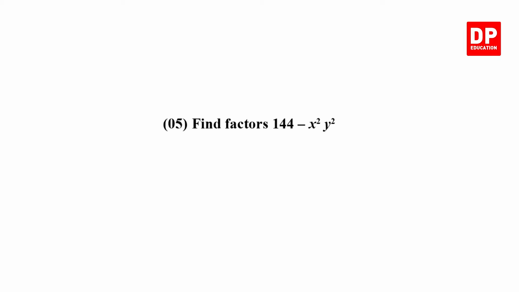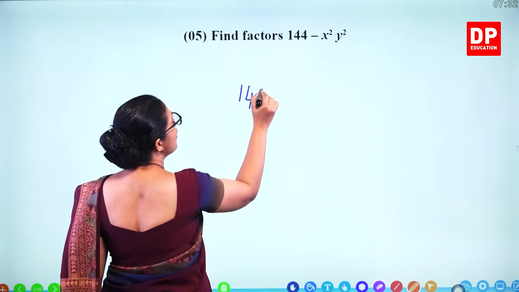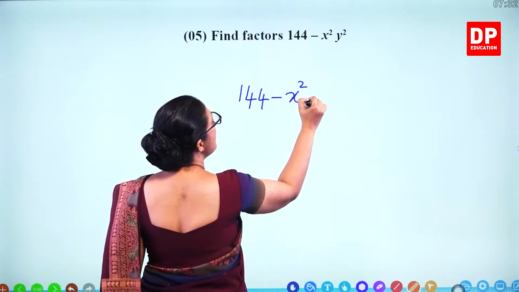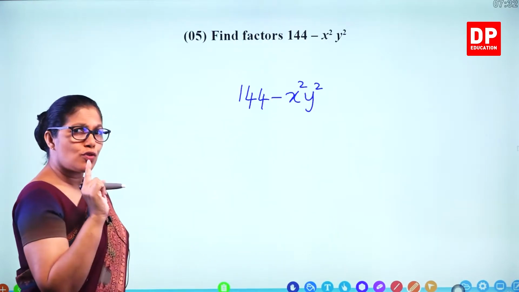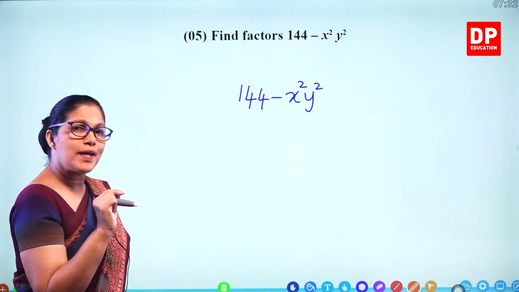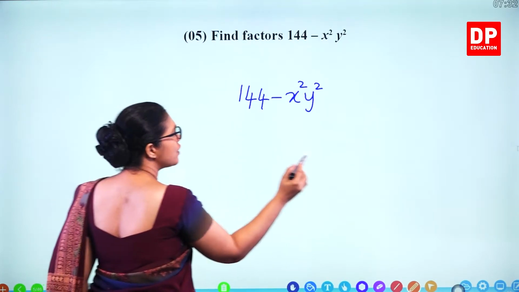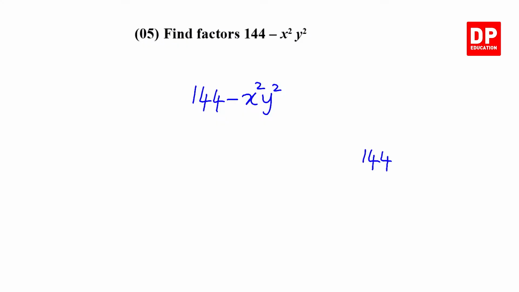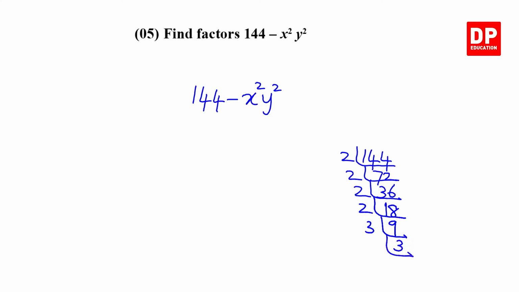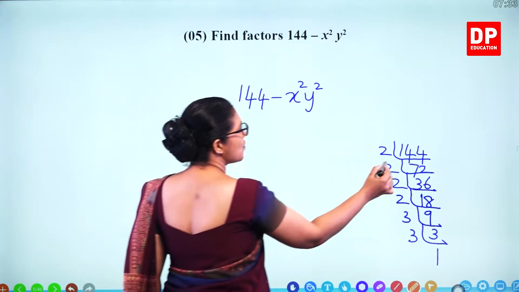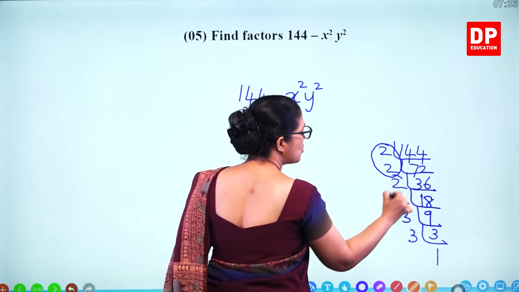Question number 5. Find factors of 144 minus x squared y squared. 2 terms. So if we can write them as square terms, we can apply the difference between 2 square terms. So I can write 144 as, what's the value? 12 times 12. If you can't remember that, you can divide and see how many numbers are there. So here 2, 2, 3.